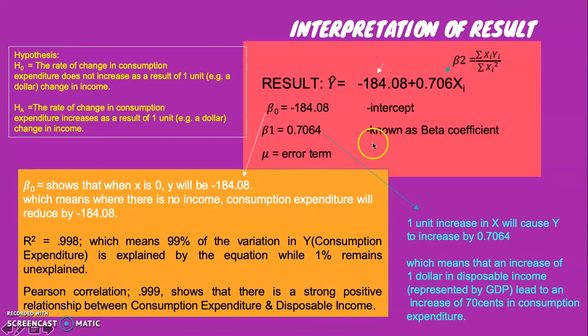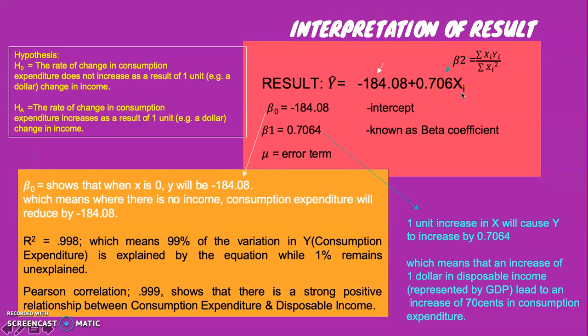What do these figures mean? The intercept, which is minus 184.078, is the value that y will take when x is 0. That is, when there is no increase at all in income, the consumption expenditure will be minus 184.078.